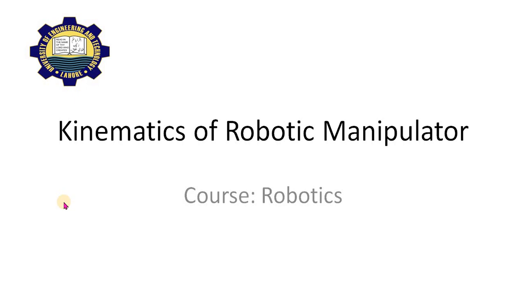So today's lecture is about the kinematics of robotic manipulator. So what is a robotic manipulator? It is a robotic arm which is mostly used for industrial purposes. So you can use it for multiple tasks, for example for the painting, welding, and for grasping or manipulation.